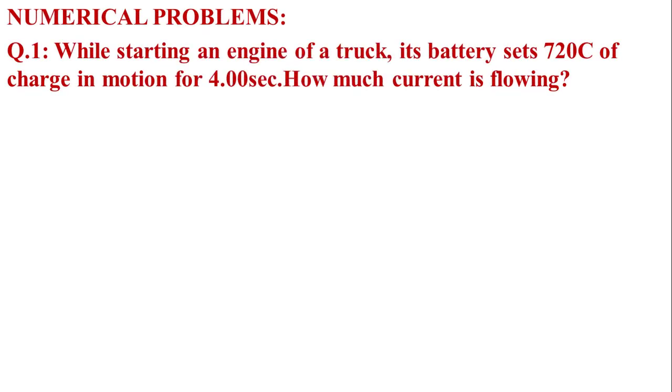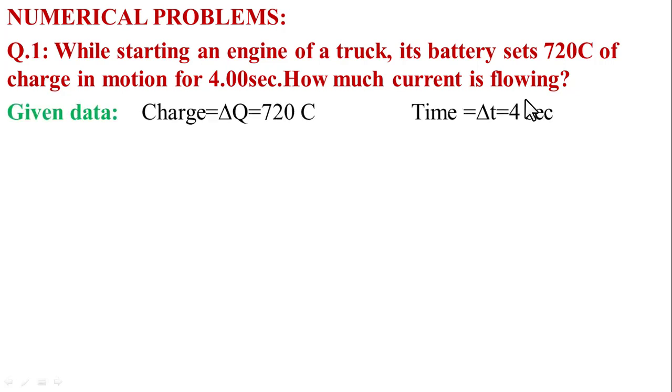Let's start the numerical problem, question number 1. In question number 1, the given statement is: while starting an engine of a truck, its battery sets 720 coulomb of charge in motion for 4 seconds. How much current is flowing? First of all, write the given data according to the given statement. Charge delta Q is equal to 720 coulomb and time delta T is equal to 4 seconds.